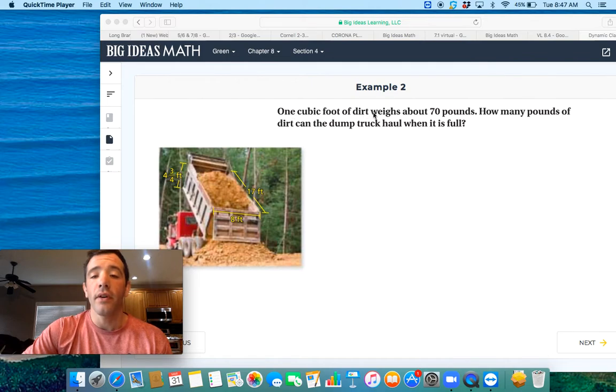1 cubic foot of dirt weighs about 70 pounds. How many pounds of dirt can the dump truck haul when it's full?